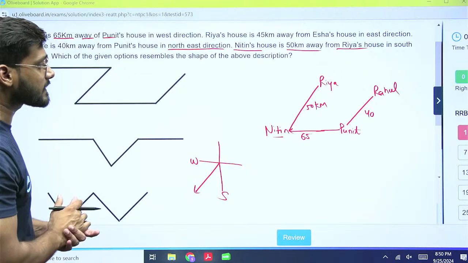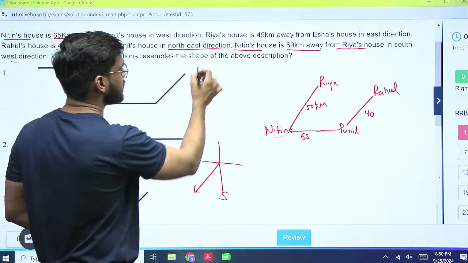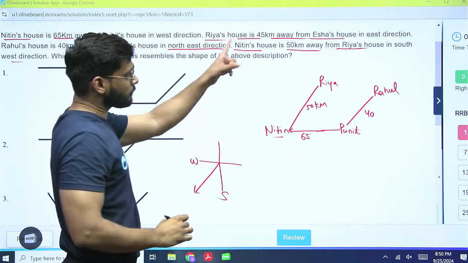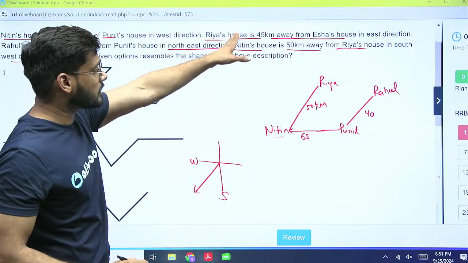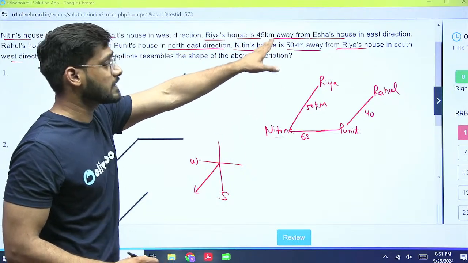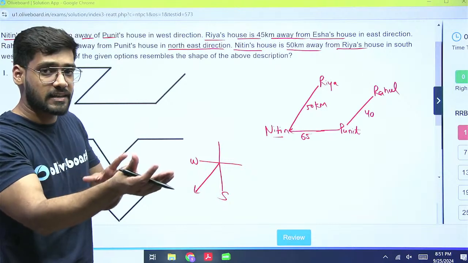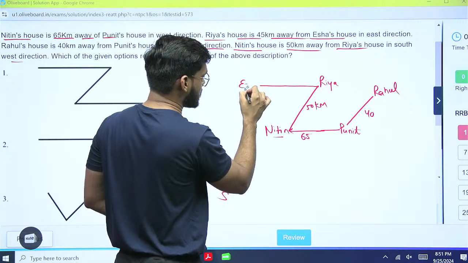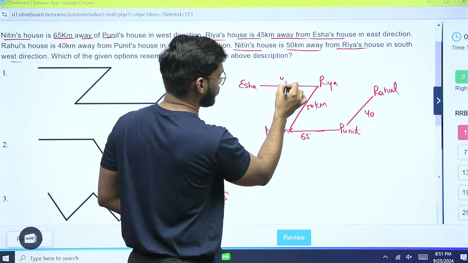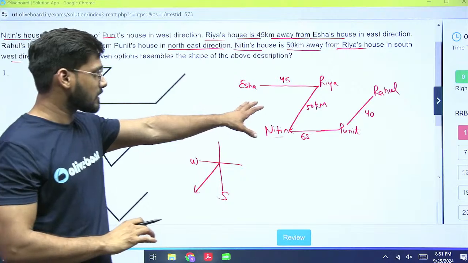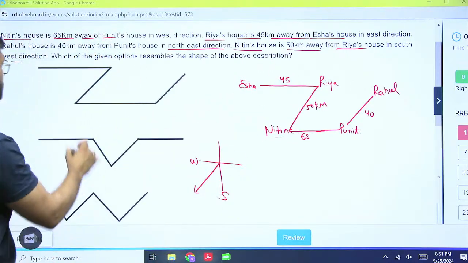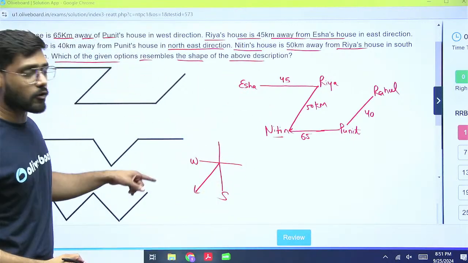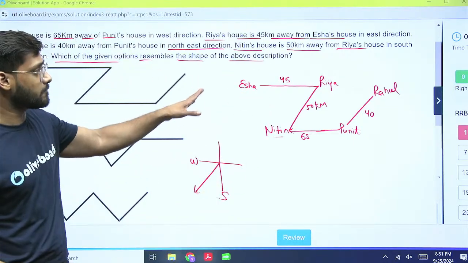Next, we have skipped one line in the starting, and that line is Ria's house is 45 km away from Isha's house. We can fix Isha now. Ria's house is 45 km away from Isha's house in the east direction. Ria's house is in the east direction with respect to whom? With respect to Isha. So Isha will be like this. This is the house of Isha, and the distance between both houses will be 45 km. So we have the representation like this, and in the question it is asked, which of the following options resembles the shape of the above description?